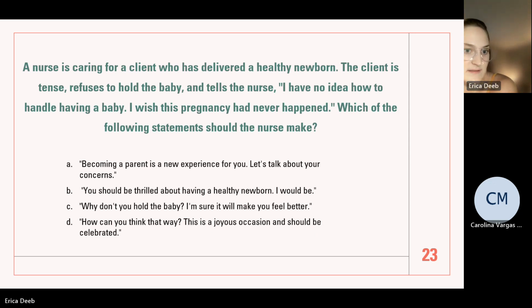I would be. C, why don't you hold the baby? I'm sure it will make you feel better. Or D, how can you think that way? This is a joyous occasion and should be celebrated.